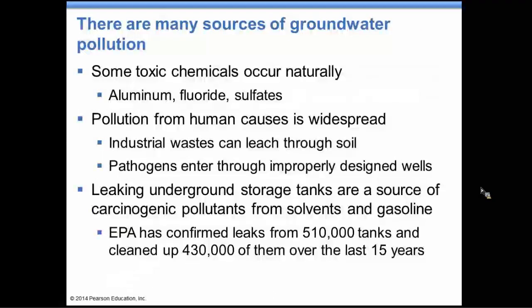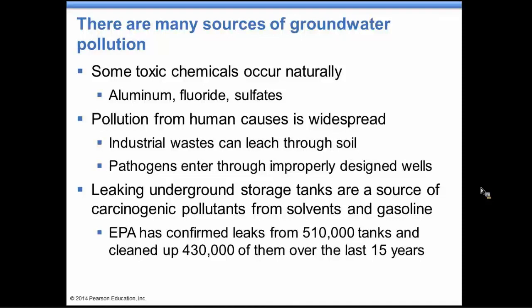There are also many sources of groundwater pollution. A variety of chemicals that are toxic at high concentrations, including ammonium, fluoride, nitrates, and sulfites, occur naturally in groundwater. Industrial agriculture and urban waste, from heavy metals to petroleum products, industrial solvents to pesticides, can leach to the soil and seep into our aquifers. Pathogens and other pollutants can also enter groundwater through improperly designed wells and from pumping of liquid hazardous waste below ground. Leakage of carcinogenic pollutants such as chlorinated solvents and gasoline from underground tanks of oil and industrial chemicals also poses a threat to our groundwater.